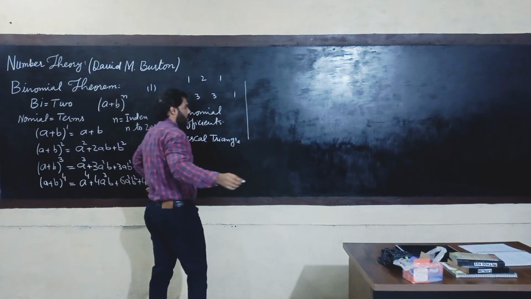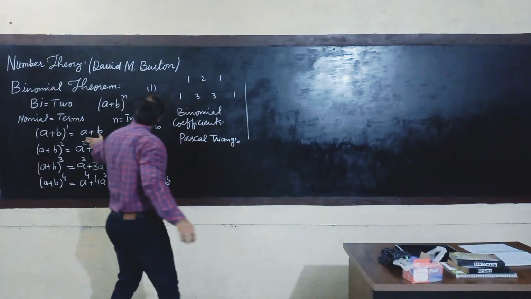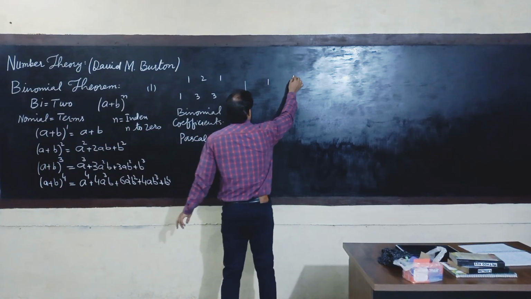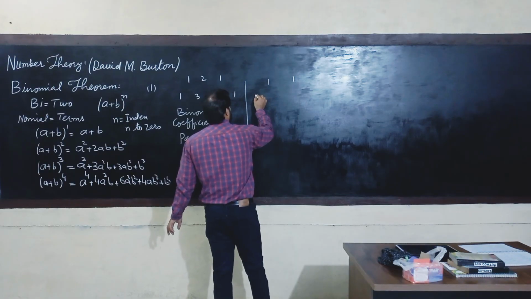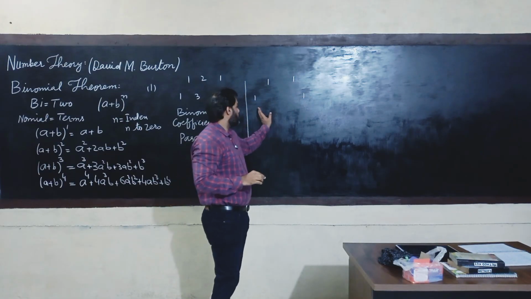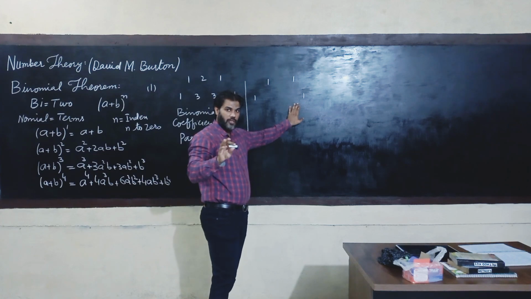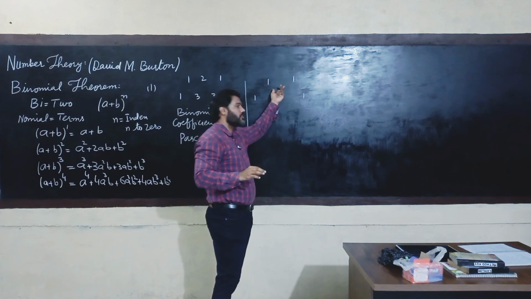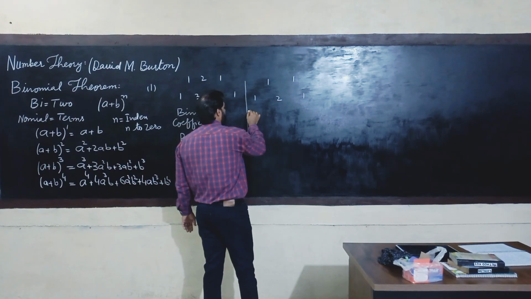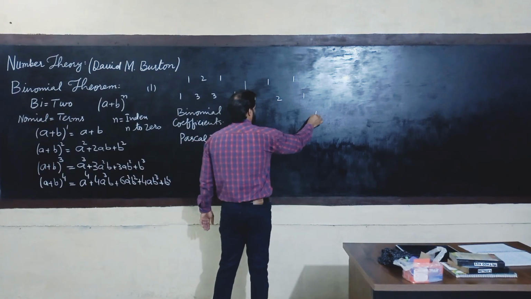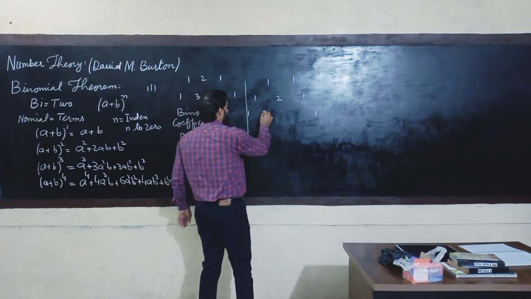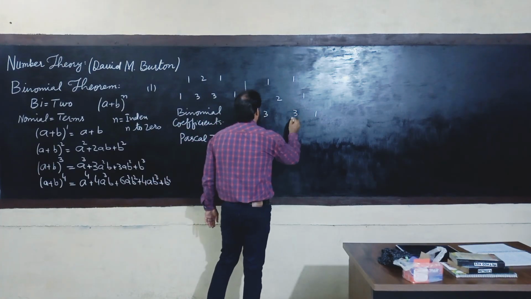Let us make it from the start. The coefficients of (a + b)^1 are 1, 1. The coefficients of (a + b)^2 will be: these two numbers are the border numbers that are always 1. The central number will be the sum of these two, that is equal to 2. Similarly, for (a + b)^3, the border numbers are 1, 1. The central numbers are the sum of these two. This is equal to 3 and this is equal to 3.